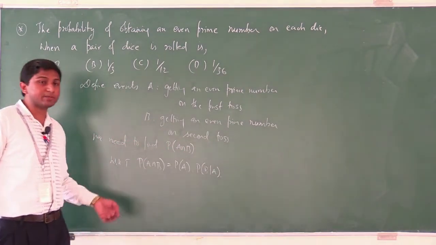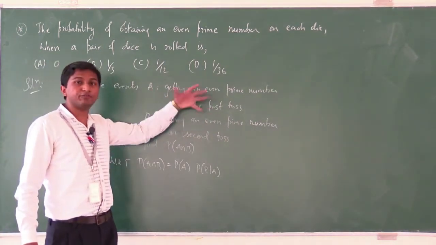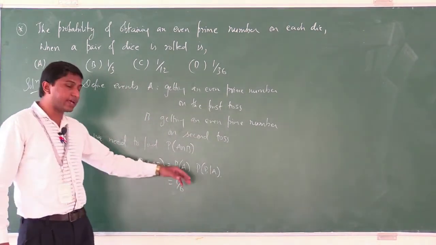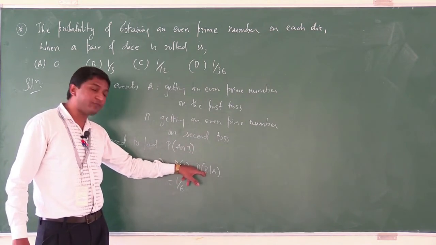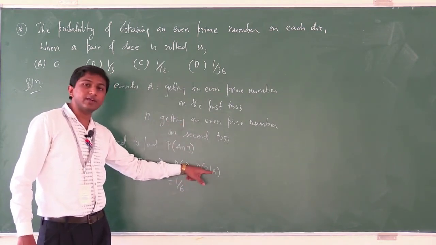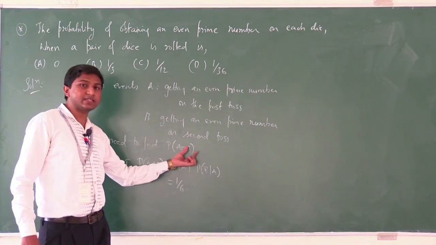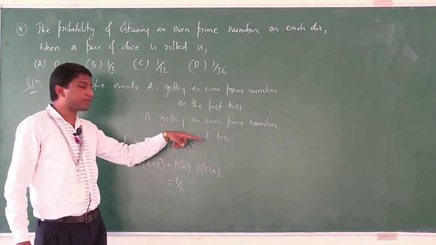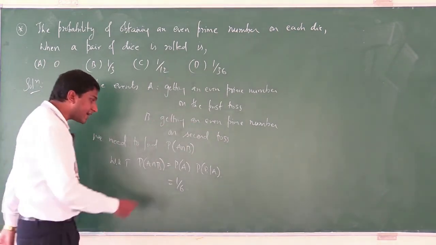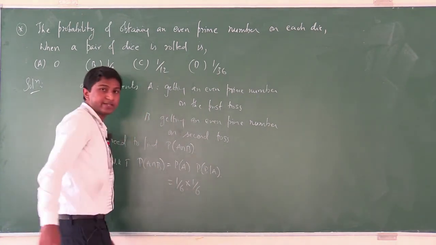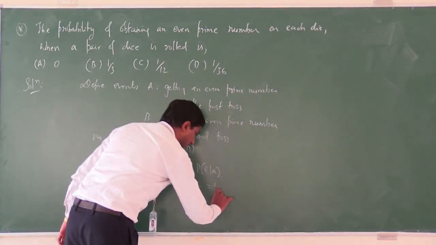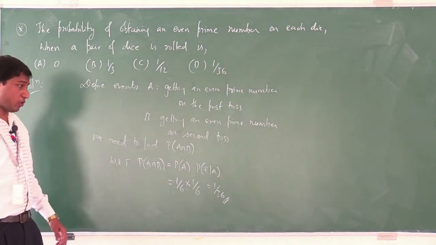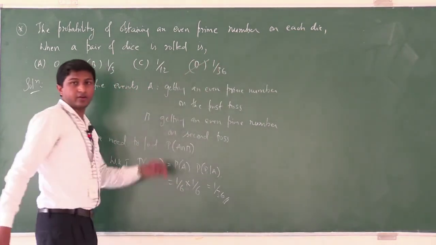But what is P of A? Getting an even prime number on first toss. What is the probability? It is nothing but 1 by 6. Again, P of B bar A is the probability of event B occurring given event A has already occurred. In essence, this is nothing but the probability of event B. What is event B? Getting an even prime number on second toss. That is again equal to 1 by 6. So 1 by 6 into 1 by 6 gives us 1 by 36. So the answer for this problem is option D.